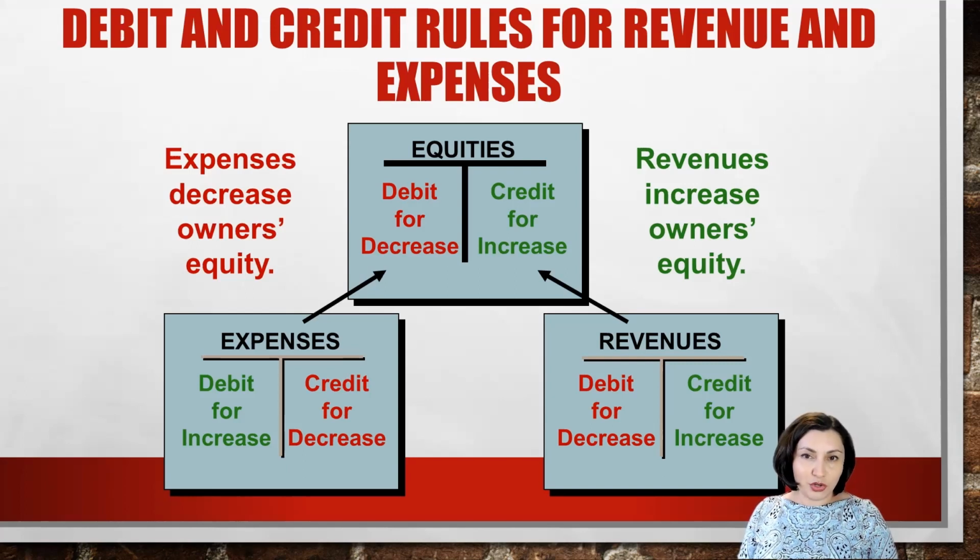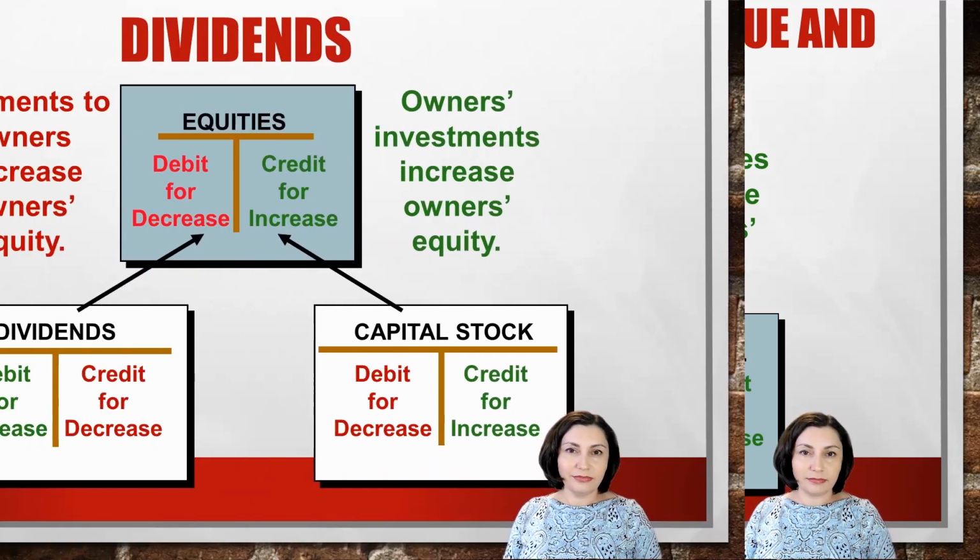A decrease in owner's equity is shown with a debit. Increases in expenses must be recorded as debits in a separate ledger account. An increase in owner's equity is shown with a credit. Increases in revenues must be recorded as credits in separate ledger accounts. Usually, companies have separate ledger accounts for the most commonly used revenues and expenses.